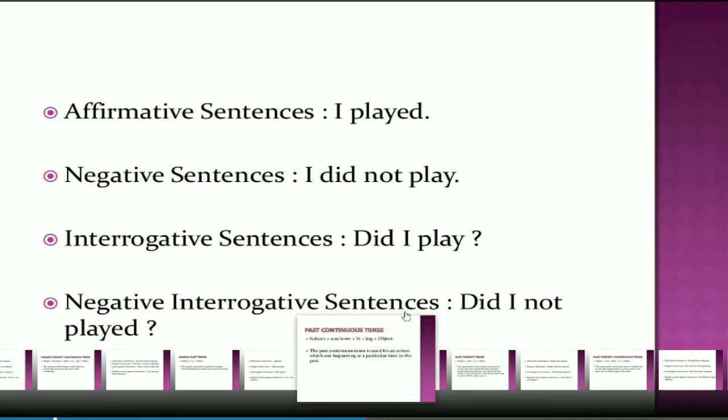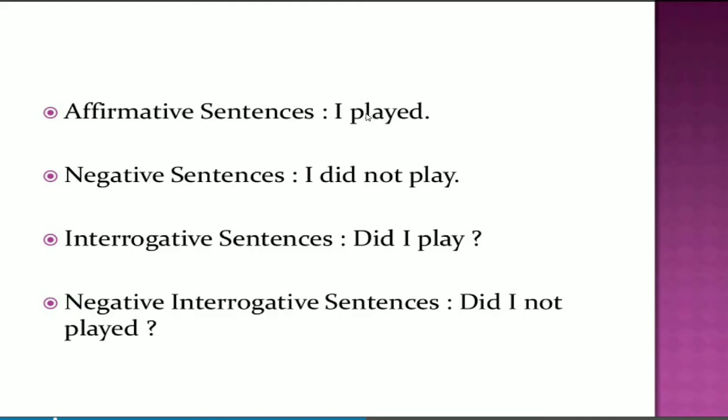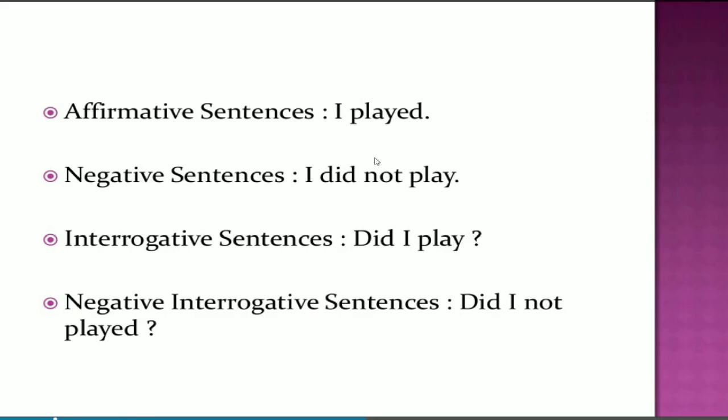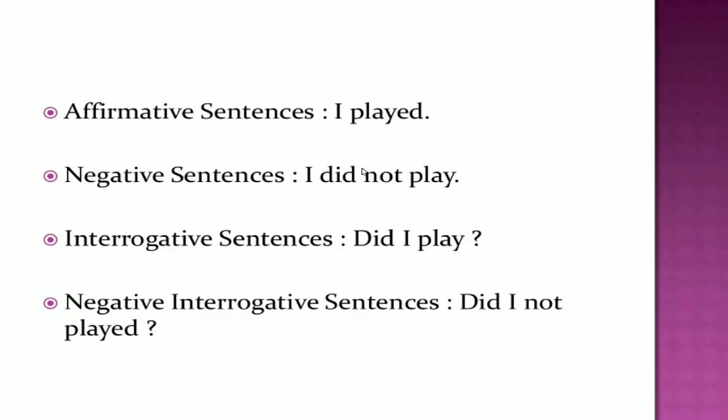I played. We have to remember the auxiliary verb is did. In simple present it is do, here it is did. I played. So when the negative comes, because the auxiliary is compulsory, the invisible auxiliary will come out. Then I have to use I did not play. Interrogative sentence, did I play? Negative interrogative sentence, did I not play? You have to understand it is the simple past tense, the past form of the simple present tense. That is the way we have to understand.